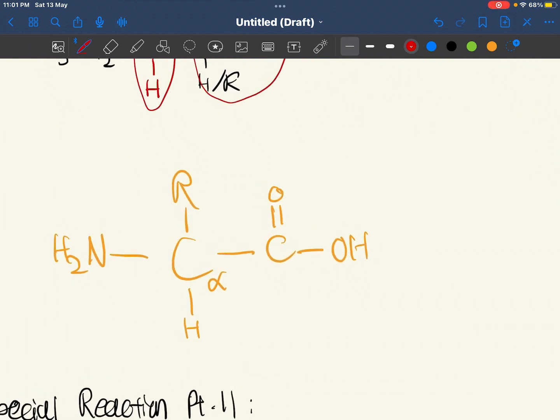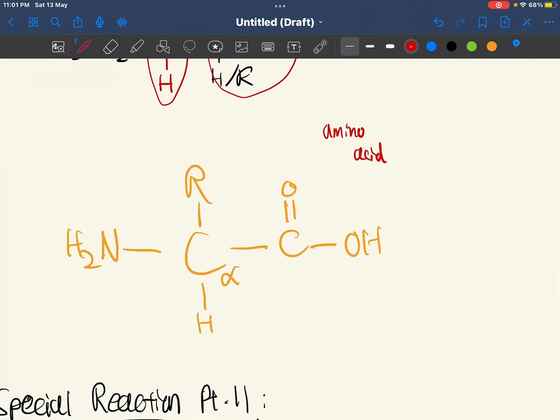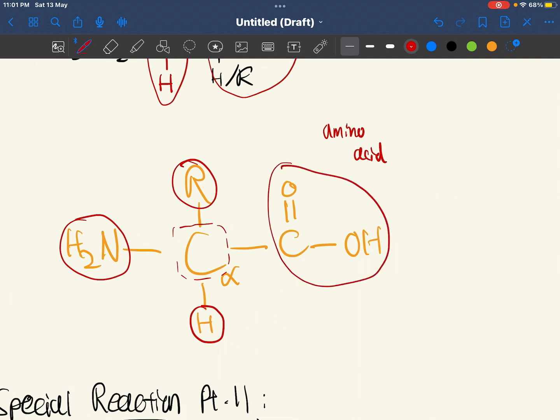Okay, so now let's look at our amino acid. In amino acid, we'll be looking at this structure over here. So we have our alpha carbon. The alpha carbon is bonded to an R group, I don't care, it's a side chain. Then it's bonded to a hydrogen atom, and bonded to an amine and a carboxylic acid.